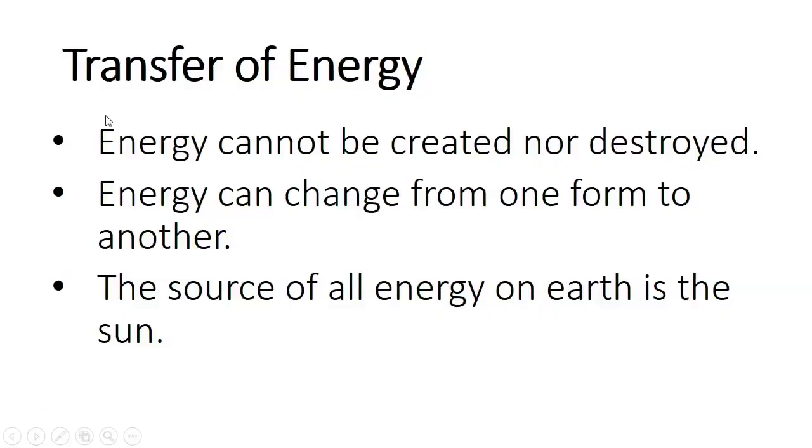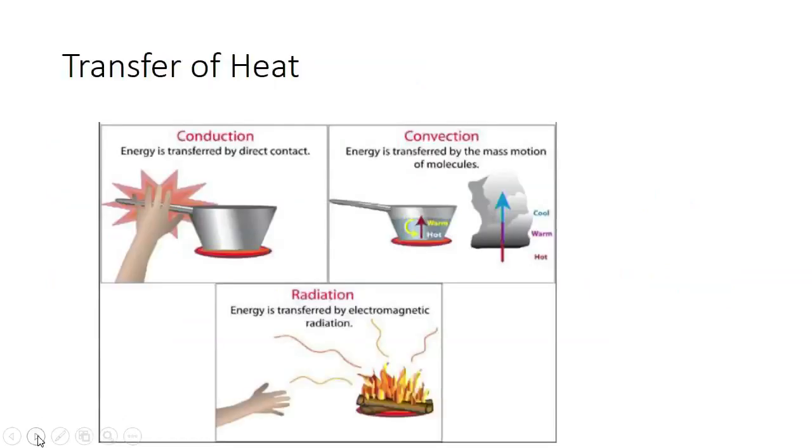Okay, now here we have the transfer of energy, where we say it can be transferred from one source to another, like we get our energy from the sun to the earth. Now for this transfer of energy, we have three important ways of transferring energy, especially heat energy, which are conduction, convection, and radiation.